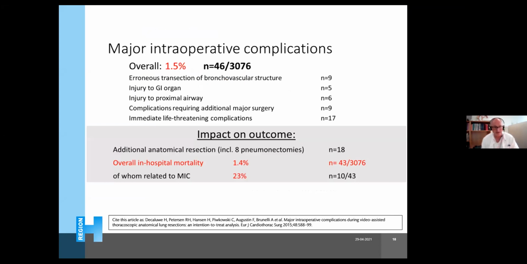So looking at the different major intraoperative complications, there were 9 resections of wrong structure, 9 damage to the organ, mainly esophagus, 6 complications to the proximal airways, 9 complications leading to additional major surgery, and 17 leading to life-threatening condition, and there were 3 deaths on table. And this ended up having a major impact on outcome with quite a few dead persons within the 30-day and also the 90-day range.